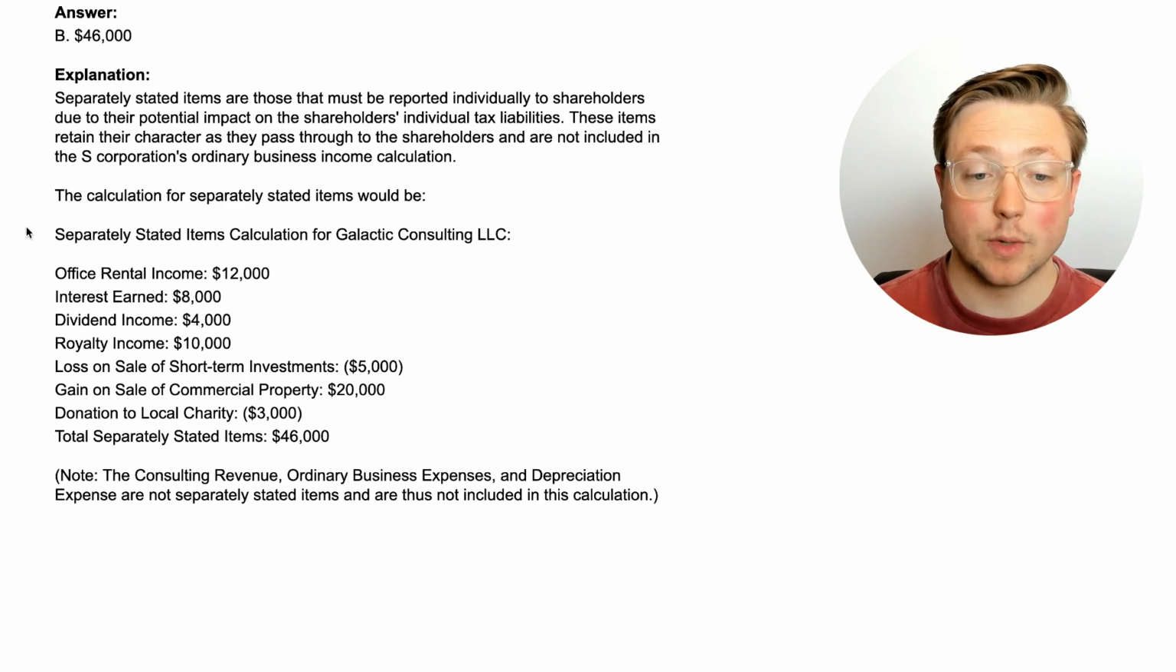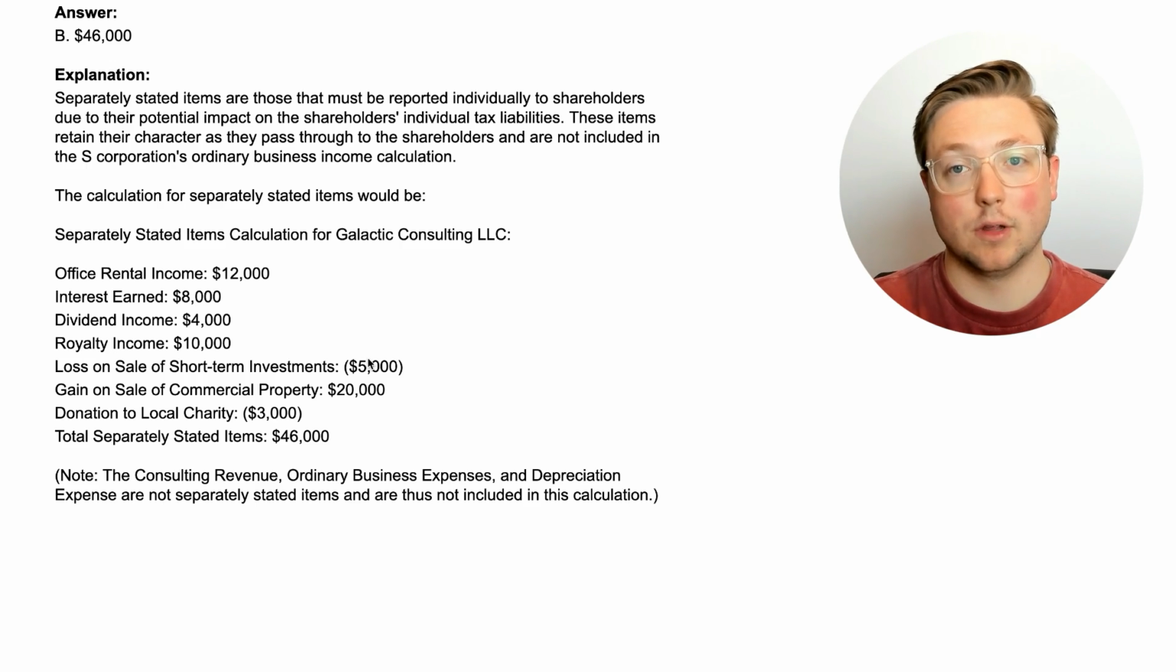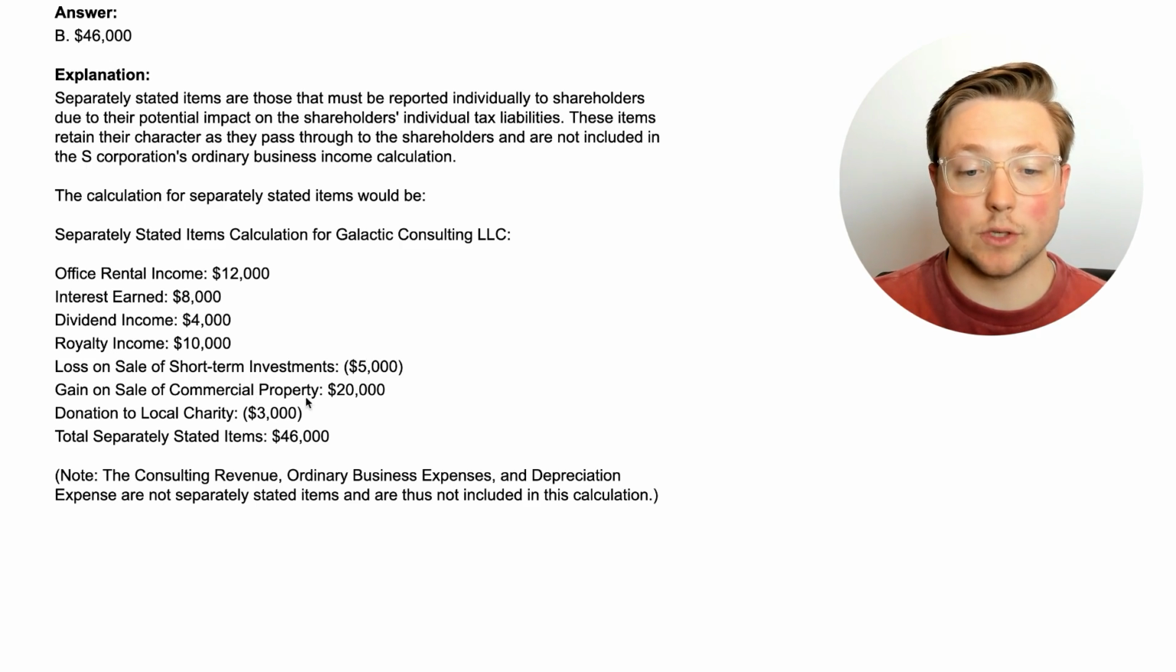So office rental income, interest earned, dividend income, royalty income, loss on sale of short-term investments, gain on sale of commercial property, donation to local charity, all those things added up together to be $46,000. And you'll notice this was a loss, so it would be considered a loss when it flows through, and this was a donation.